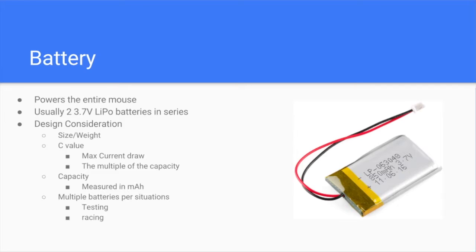There's also something called the C value, or the C rating, of a battery. That essentially defines the maximum current draw of your battery. It's the multiple of your battery's capacity, which is measured in milliamp hours. That's essentially how many milliamps you can draw so that the battery would last an hour. Most of the time, you're going to be drawing more than that, which means your batteries will last less than an hour. If you take the C value and multiply by the milliamp hours, you'll get the maximum current that you can draw through the battery before it breaks down.